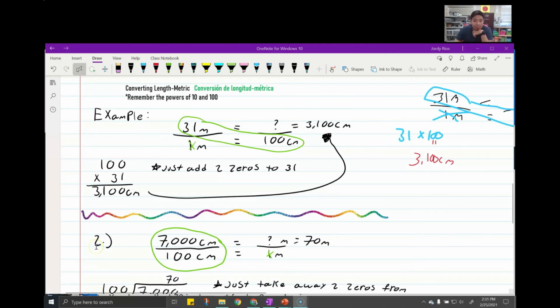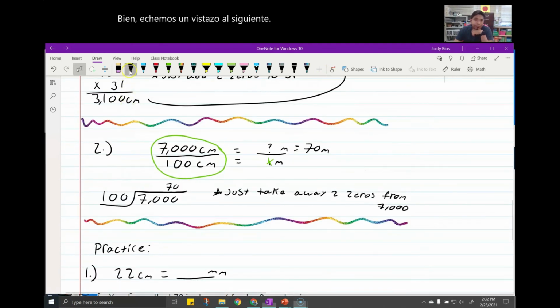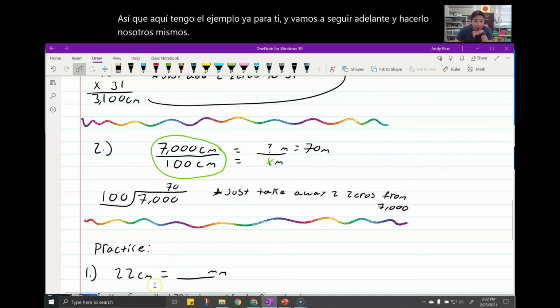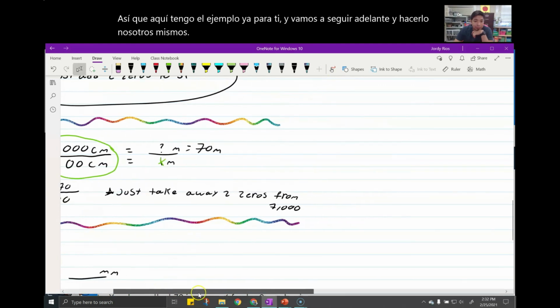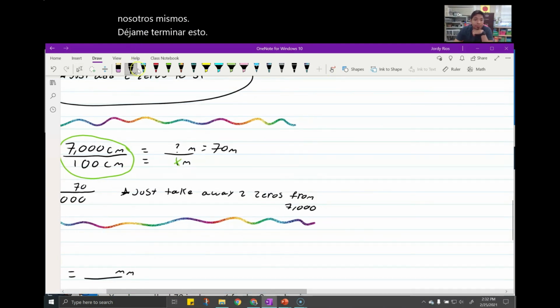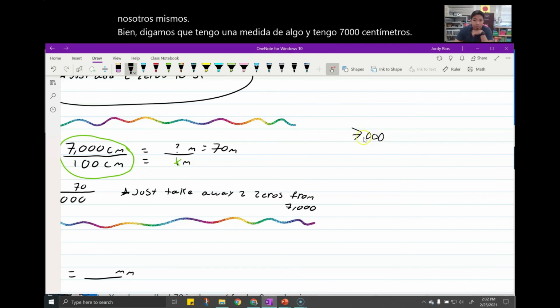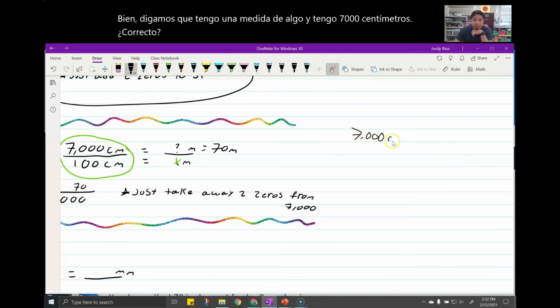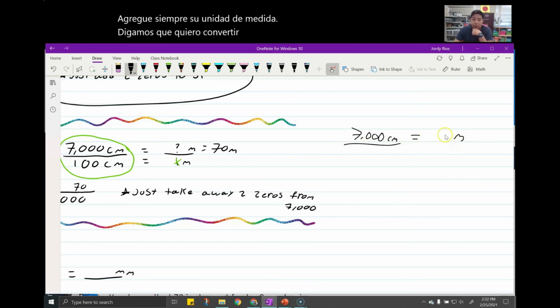Okay, let's look at the next one. So here I have the example already there for you. Let's go ahead and do one ourselves. Just get this open. Okay. So let's say I measure something and I have 7,000 centimeters. Right? Always add your unit of measurement. Let's say I want to convert this into meters, or much more convenient.